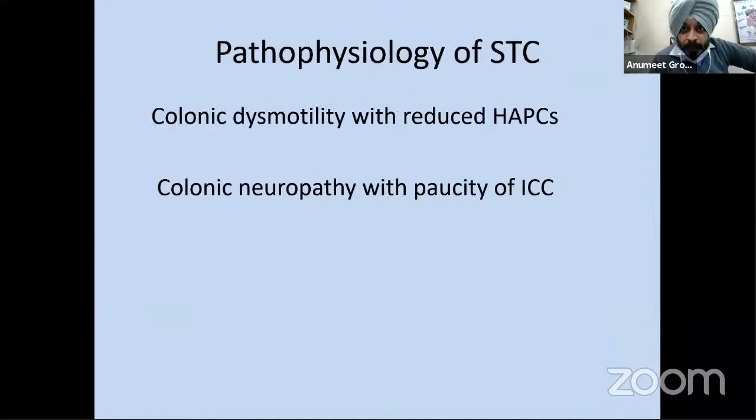What is the pathophysiology of slow transit constipation, which is not very common? It is colonic dysmotility with reduced high amplitude peristaltic contractions. There is usually a colonic dysmotility, which we most commonly see in neurological disorders sometimes, and in a prolonged diabetic patient, we see a reduced HAPC, which is a cause of STC, or slow transit constipation.